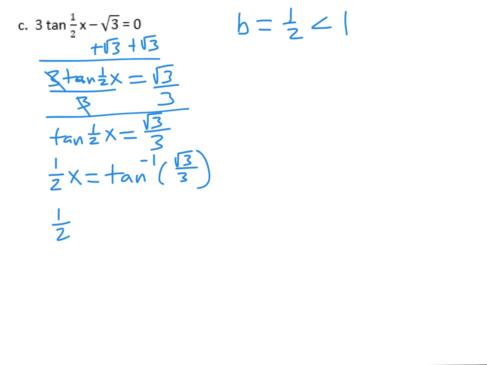Now, the variable name in this problem is x instead of theta. Don't worry about that, right? That's just the unknown that we're solving for. A lot of times we call it theta because that's a common variable name for a missing angle. You don't have to call it that. Okay. We're on the unit circle. We've got pi over 6.